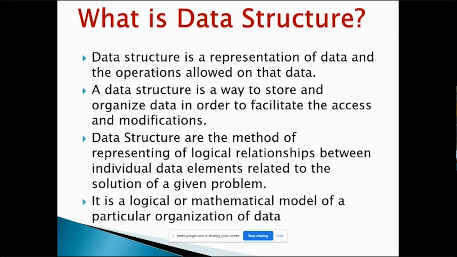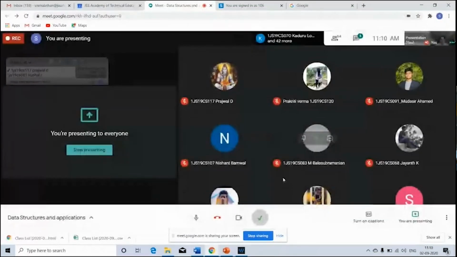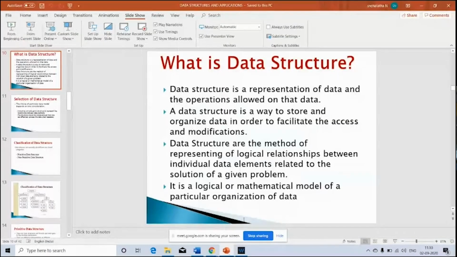And the last one is, it is a logical or a mathematical model of a particular organization of the data. So these are a few definitions of data structure. What you can see from all these definitions is that data structure deals with how to store the data, how to organize the data, how to access these data, how to modify them, how to retrieve the data, and what operations you perform on the data. This is all about data structure.